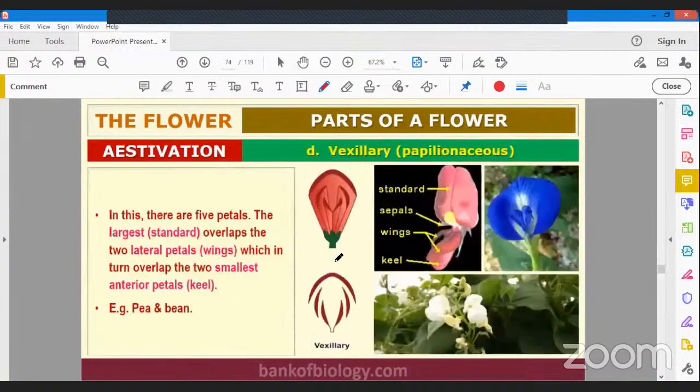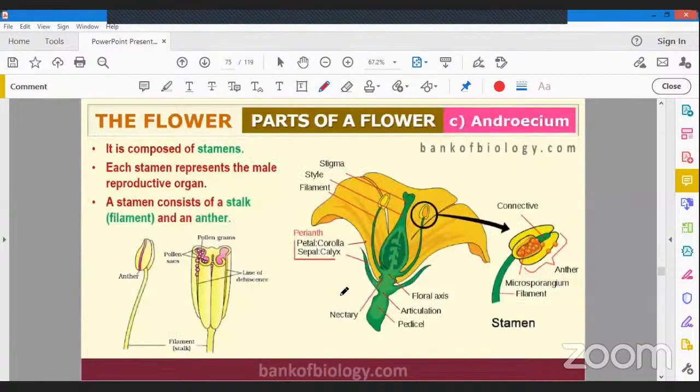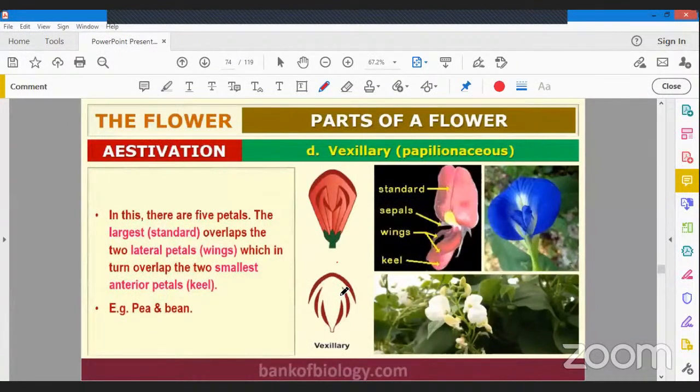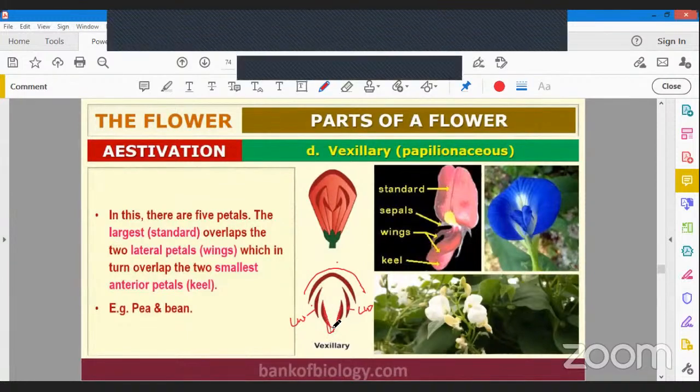Done. So next one, vexillary. Here there are 5 petals. ನೋಡಿ ಇಲ್ಲಿ 1 2 3 4 and 5. The largest or the standard petal will overlap the 2 lateral wings. This is the largest one here. There are 2 lateral wings, this is one lateral wing and this is one lateral wing, which in turn overlap the 2 smallest anterior keels. This is called vexillary. Example in the case of pea and bean. So take it down.